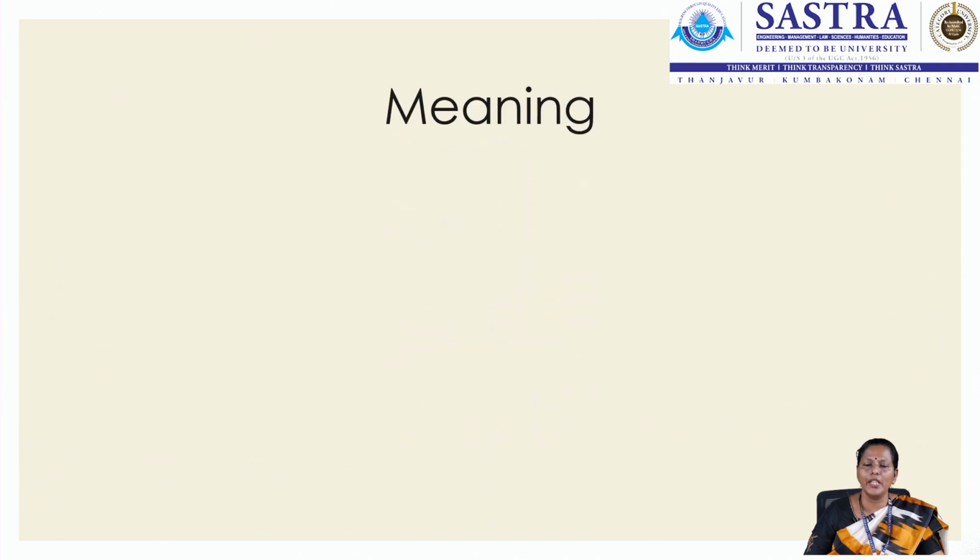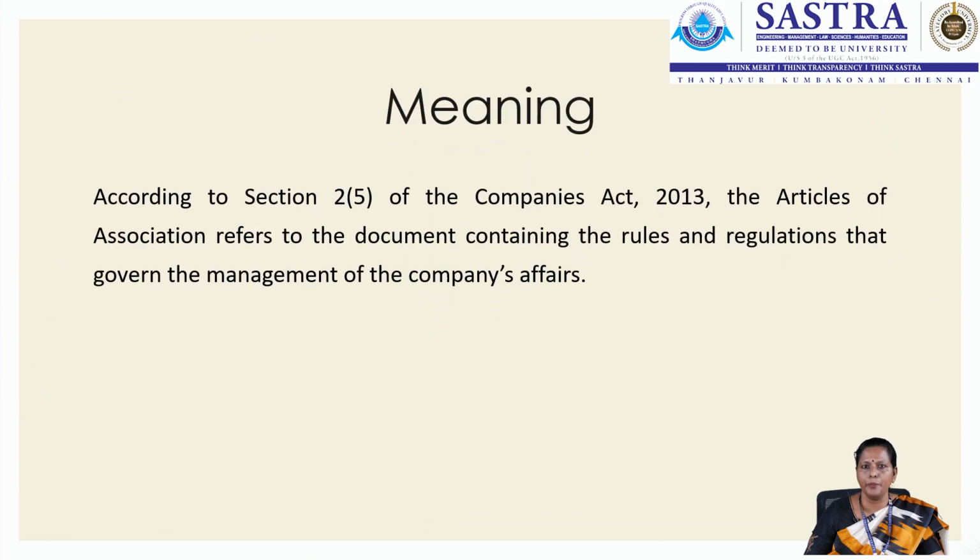First, let's look at the meaning of articles of association. According to section 2 subsection 5 of the Companies Act 2013, the article of association refers to the document that contains the rules and regulations that govern the management of the company's affairs. So basically, the article of association talks about the rules and regulations which the company would be following in running its business activities. So it is more to do with the internal management of the company.